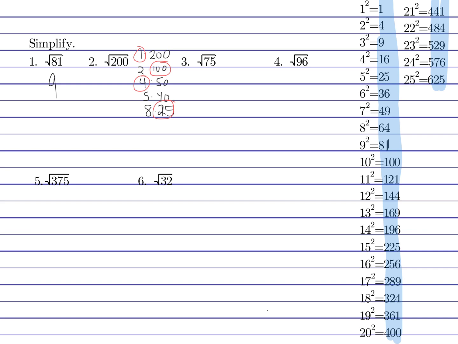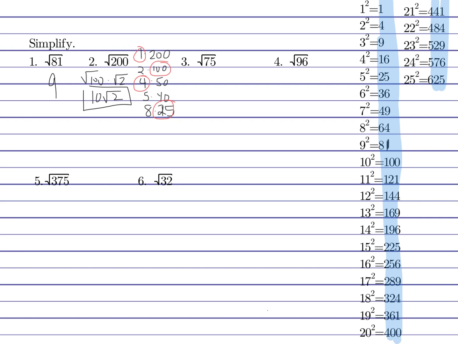Then you want to select the largest perfect square. And the largest perfect square is 100. And you're going to rewrite the square root of 200 with those factors. The square root of 100 times the square root of 2. The square root of 100 is 10. And 10 times the square root of 2 would be my answer. So to simplify the square root of 200, I would get 10 times the square root of 2.